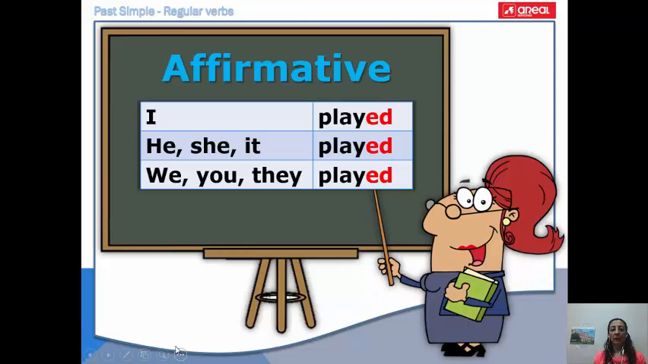Okay, the affirmative form of the past simple tense: I played, she, he, or it played, we, you, they played. So here the verb didn't change with all the personal pronouns. We put ed at the end of the verb.